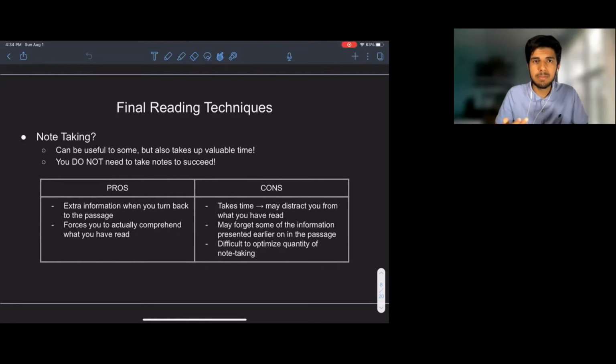So hopefully with this you can start to decide whether or not you need to take notes. But again, I'll reiterate, you do not need to take notes to succeed. It is not imperative that you do it.